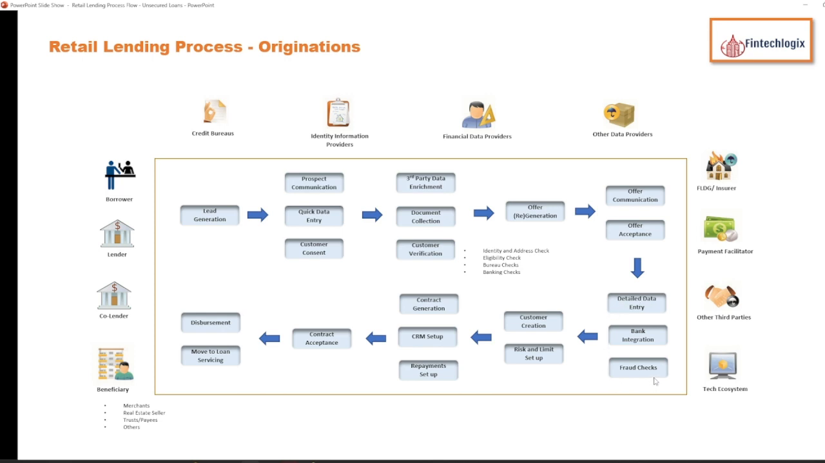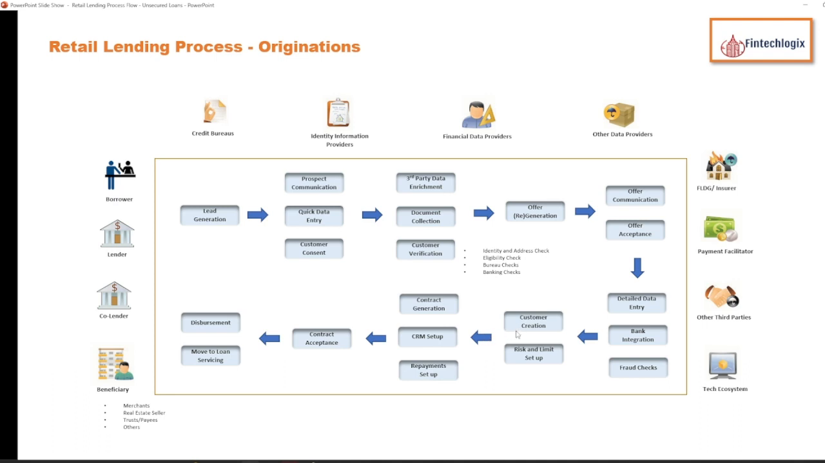Once all these things are cleared, we move towards customer creation, where an official customer ID is created in our system. And we also do a risk and limit setup. Risk and limit setup are basically a very essential part of any credit process, wherein if a customer is a first time customer, we create a risk record and maintain it thereafter. If a customer is an existing customer, there would be some pre-existing limits. Those are being updated by the new credit which is being offered right now, right? So all this risk and limit setup is done.